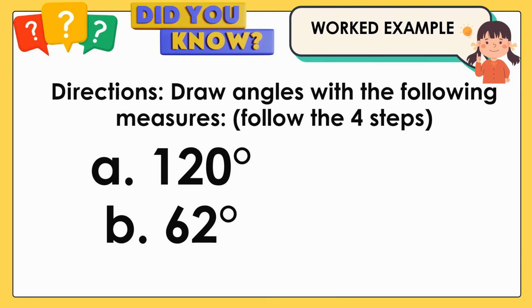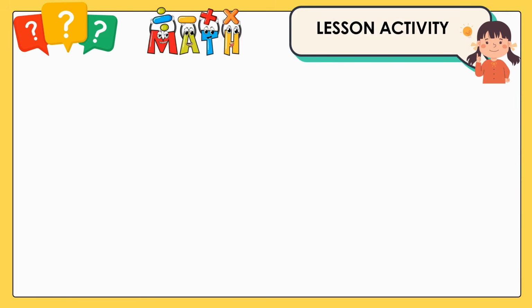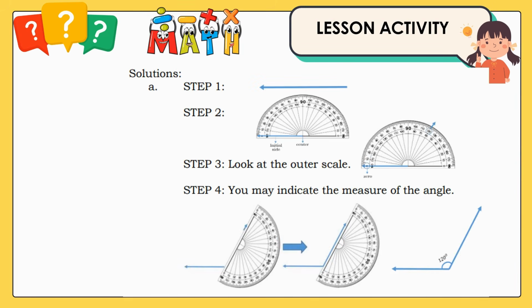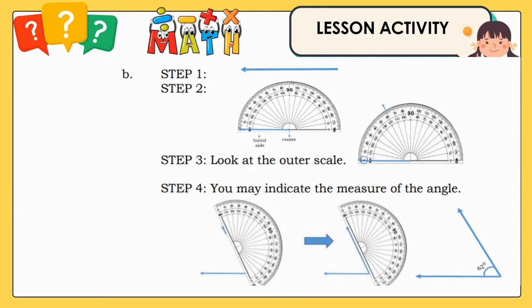Here is the work example. Directions: draw angles with the following measures. Follow the 4 steps. A, 120 degrees and B, 62 degrees. So now, take a look at the solutions. Here's letter B.